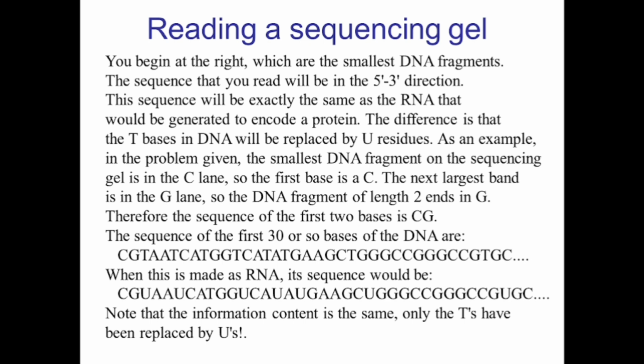As an example, in the problem given, the smallest DNA fragment of the sequencing gel is in the C lane, so the first base is a C. The next largest band is in the G lane, so the DNA fragment of length 2 ends in G. Therefore, the sequence of the first two bases is CG. The sequence of the first 30 or so bases of the DNA is as follows.